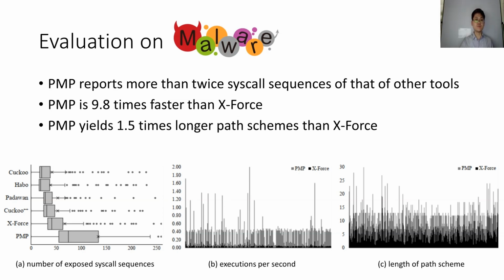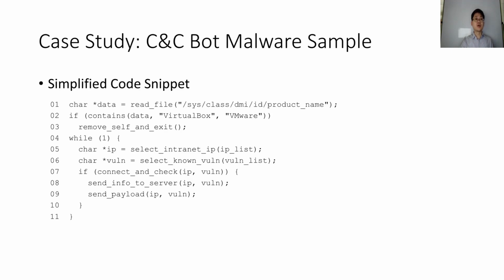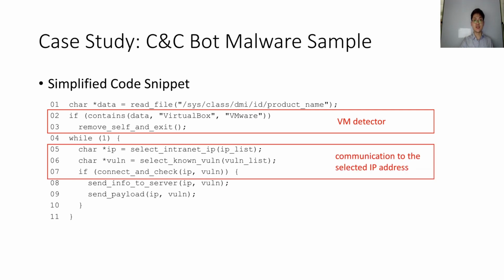We use a case study on a real-world sniffer malware sample to illustrate the advantage of PMP. The sniffer is equipped with a VM detection-based cloaking technique. The code snippet in this slide shows a simplified version of its main processing logic. If a VM environment is detected, the malware sample deletes itself and exits. Otherwise, it enters a sniffing loop, which randomly selects an internet IP address and a known vulnerability and checks whether the host with the IP contains the vulnerability.